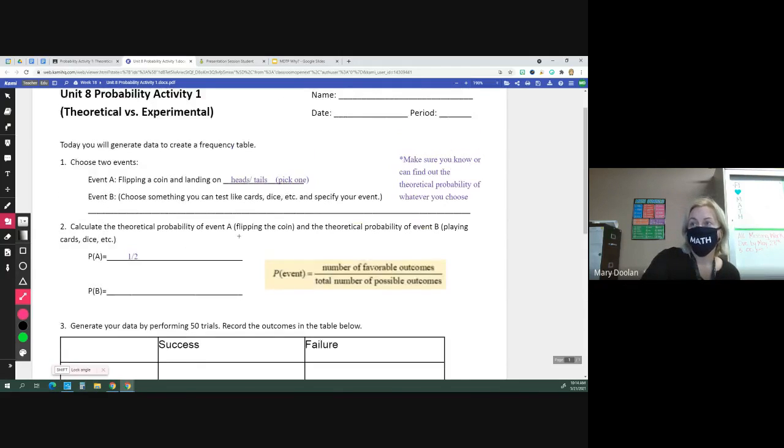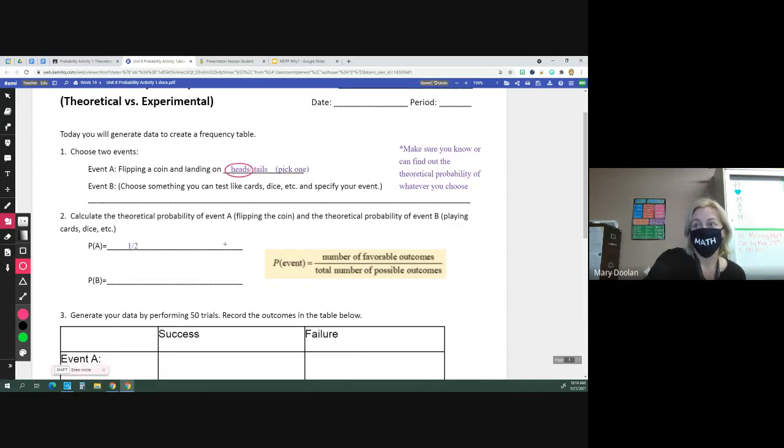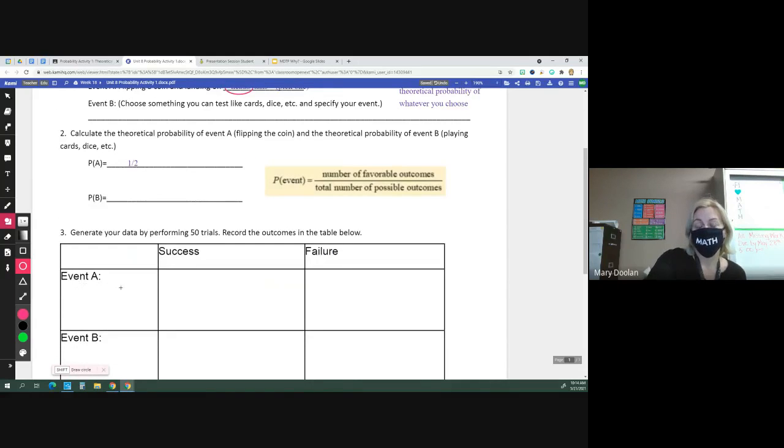I didn't pick one of these yet, so I need to pick one. You can use the circle tool to pick one. Do you want to do heads? Do you want to do tails? Pick one. I'm going to pick heads. And so event A is that my coin lands on heads. But I'm going to redo that because that was a very biased trial if I didn't know what I was picking first. So I got tails.